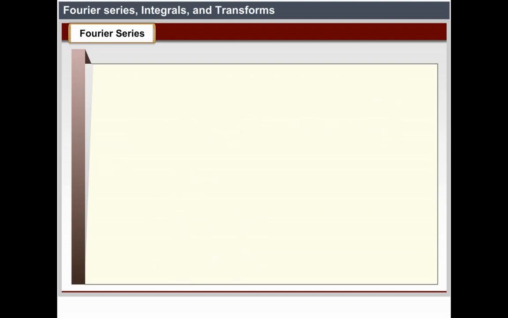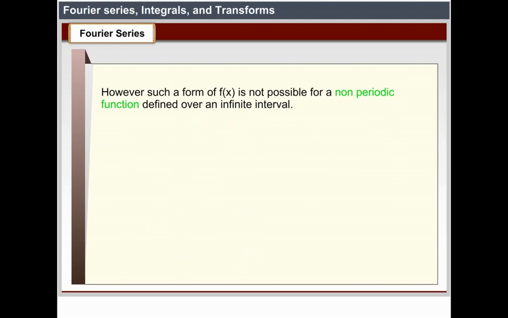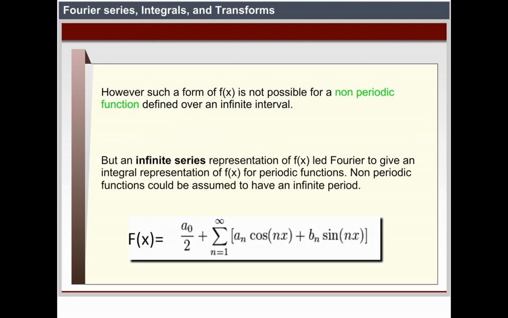However, such a form of f of x is not possible for a non-periodic function defined over an infinite interval. But an infinite series representation of f of x led Fourier to give an integral representation of f of x for periodic functions. Non-periodic functions could be assumed to have an infinite period.